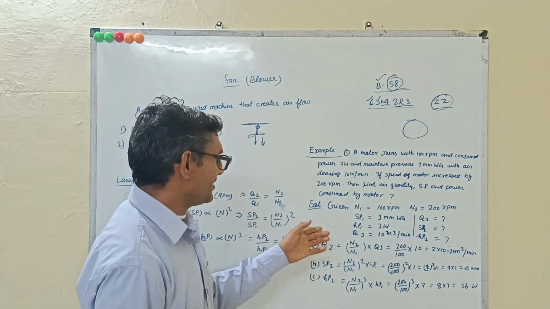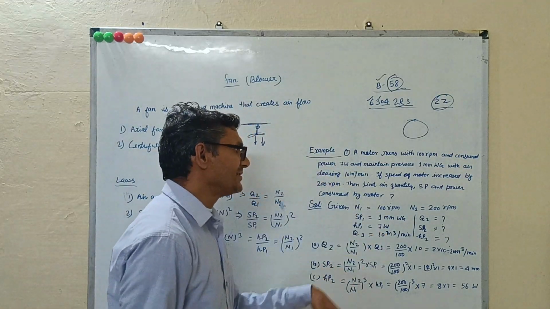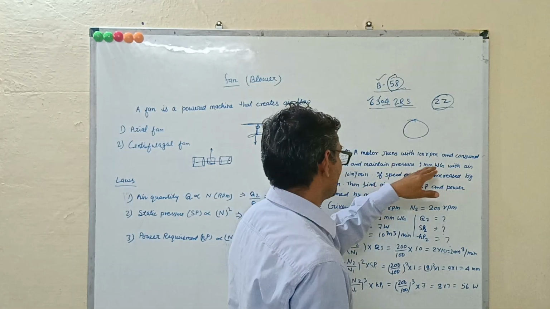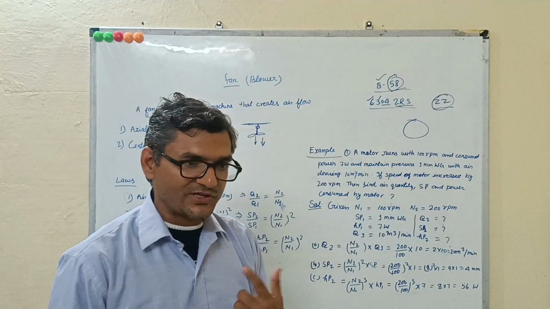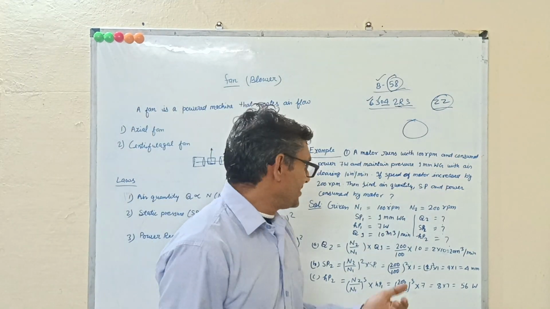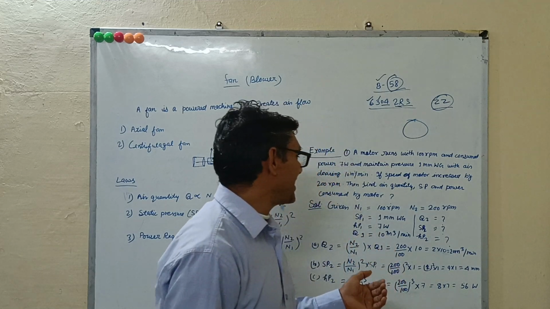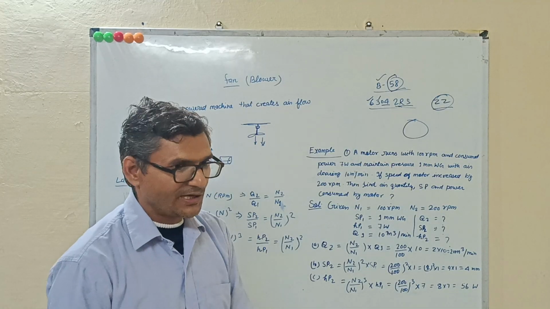Here, N1 means first RPM, which is 100. Then we increase it to 200 RPM. SP1 is 1 mm, and HP1 means the power consumed first, which is 7 kilowatt. The quantity of air they were delivering at that time is 10 meter cube per minute.